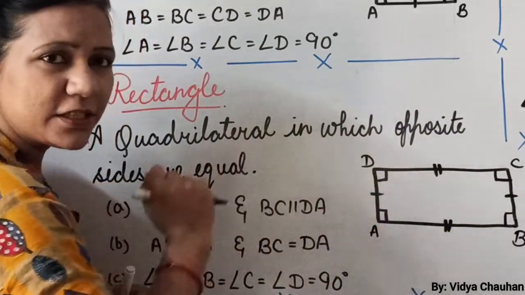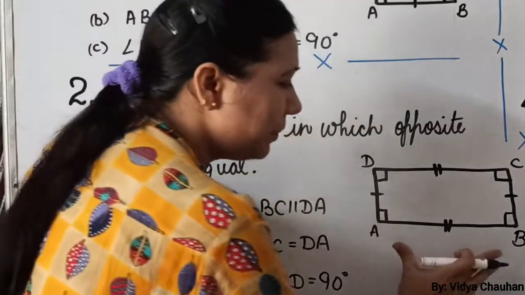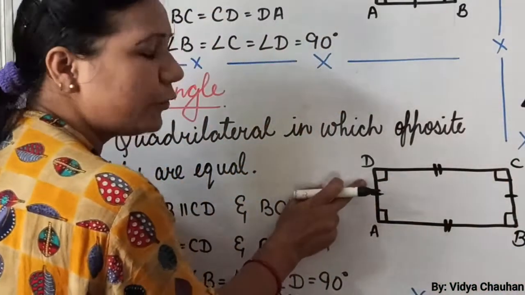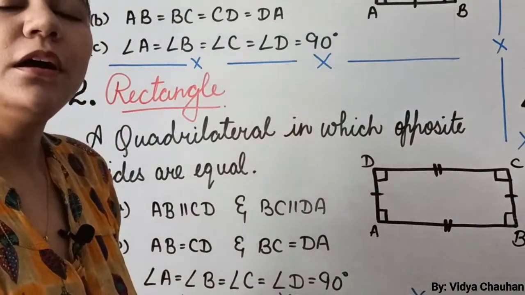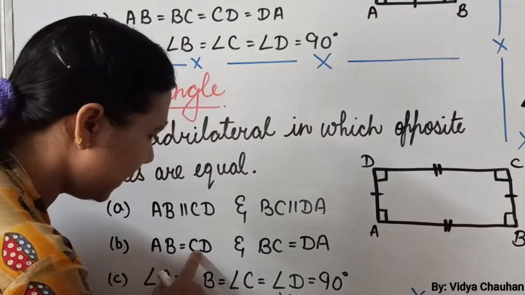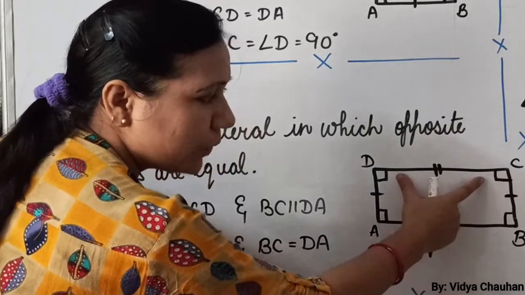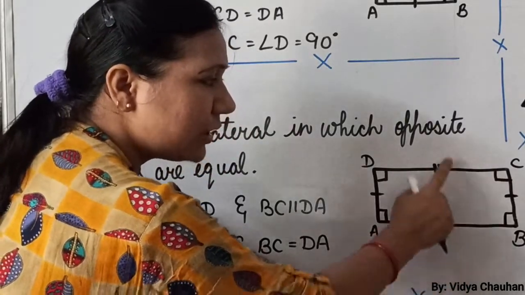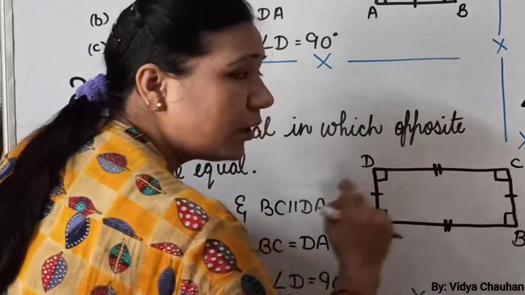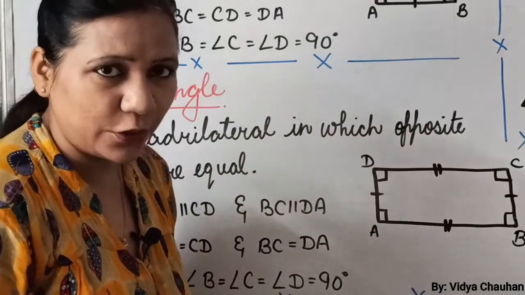And what are the properties of a rectangle? The first property is that the opposite sides are parallel. That means side AB is parallel to CD and BC will be parallel to DA. At the same time, a rectangle also has its opposite sides equal. So AB is equal to CD and BC is equal to DA. AB equal to CD are the 2 opposite sides, so these 2 sides are equal. And BC and DA are the other 2 opposite sides. They are also equal. So for a rectangle, the opposite sides are parallel and equal also.